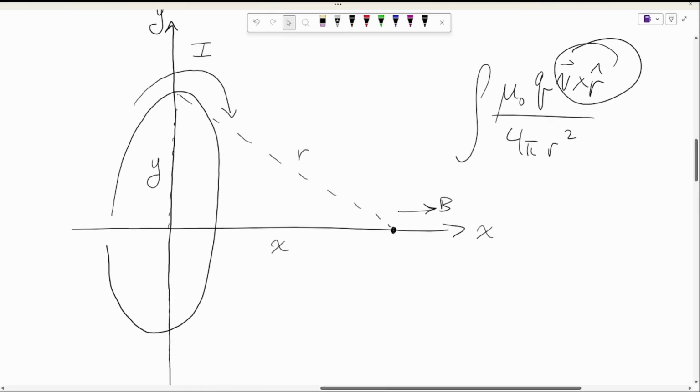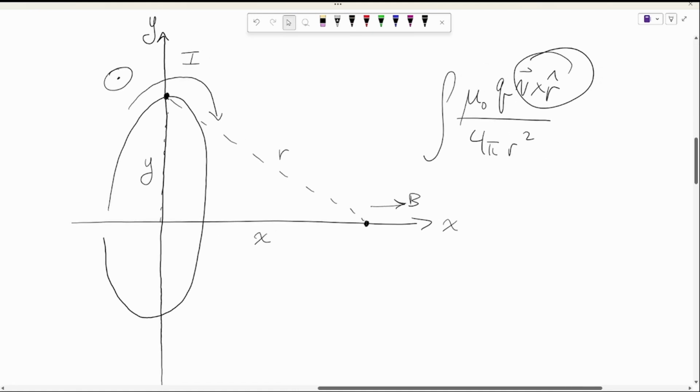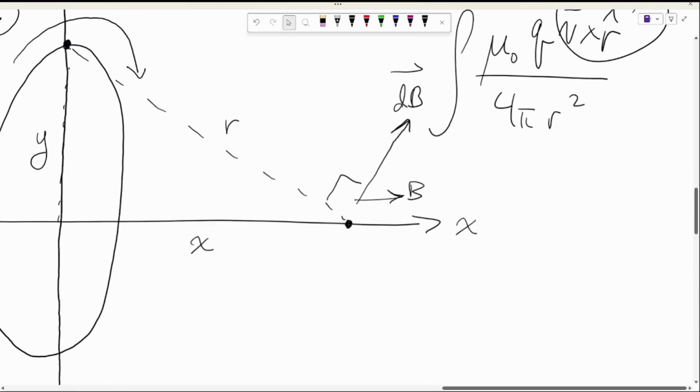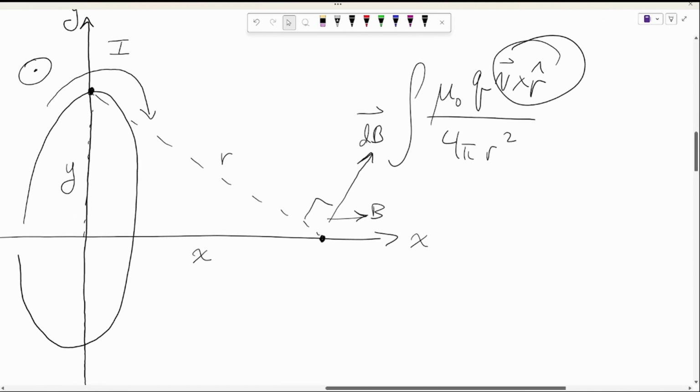So if you use the right-hand rule, if we look at this little bit of wire at the top, the current is pointing out of the page. So if you use your right-hand rule for this cross product, V out of the page, r is just down along here, then your B field should point up this way, where this is a right angle. So this is our little bit of B field. So we only care about the component of this that points out to the right.